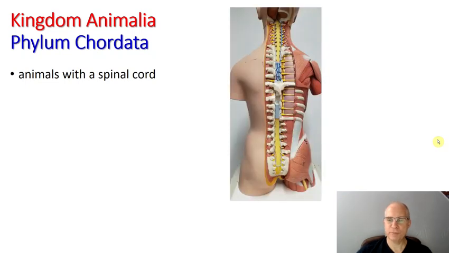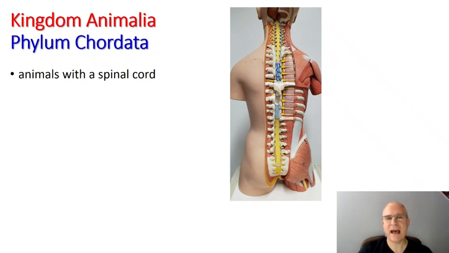And the next phylum is the phylum Chordata. And animals in the phylum Chordata are going to have a spinal cord. And in this human model that you see right here, you can see the spinal cord in yellow. And they're even showing some of the bony structures that we put around that really important spinal cord to help protect it, which are called vertebra. The plural form is vertebrae.